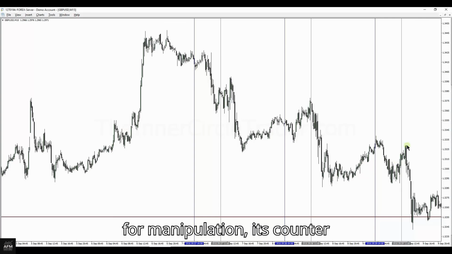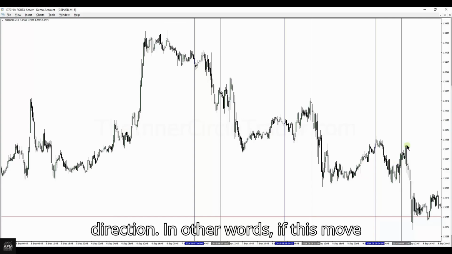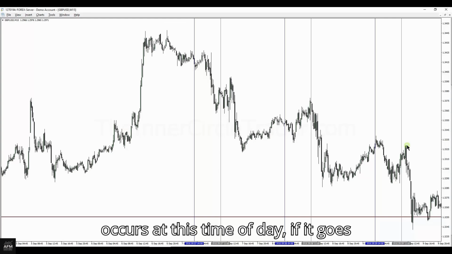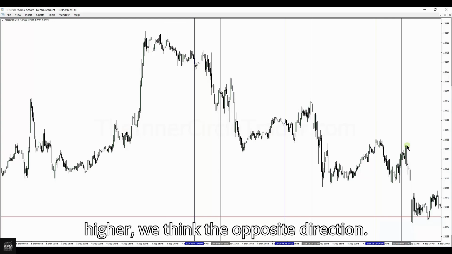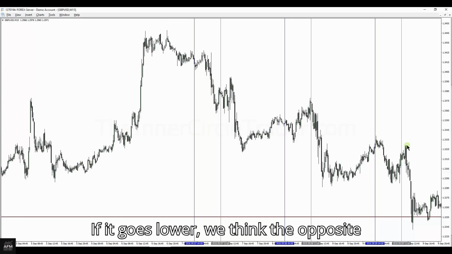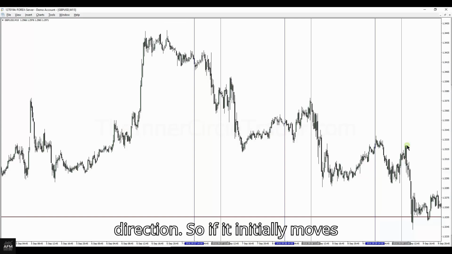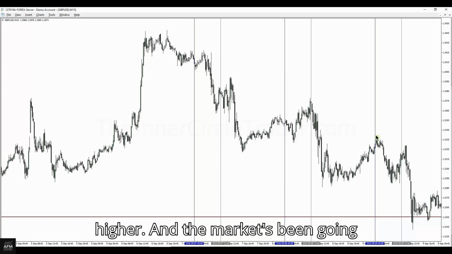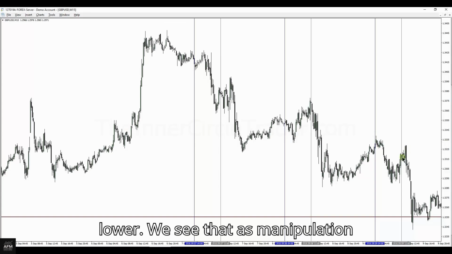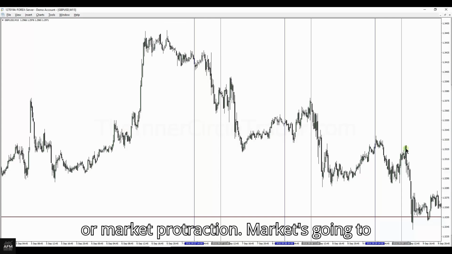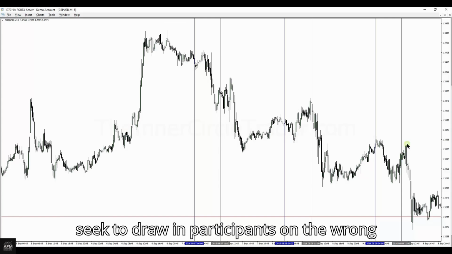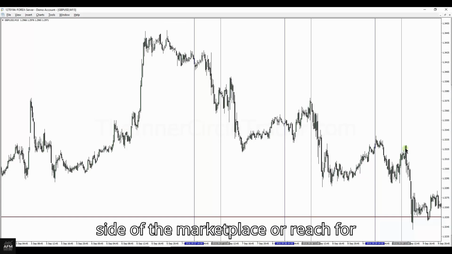It's counter direction. In other words, if this move occurs at this time of day, if it goes higher, we think the opposite direction. If it goes lower, we think the opposite direction. So if it initially moves higher and the market's been going lower, we see that as manipulation or market protraction. The market's going to seek to draw in participants on the wrong side of the marketplace or reach for liquidity.